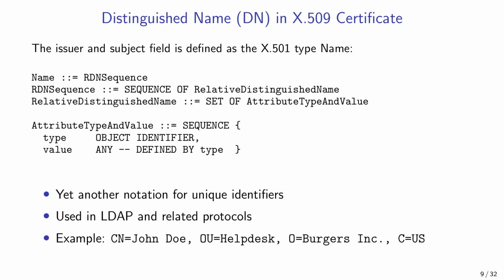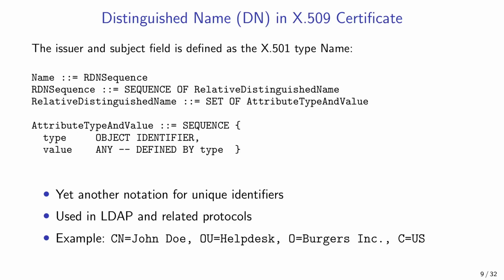Here is an example of how such a distinguished name may look. Common name equals John Doe. Organizational unit is help desk. Organization is Burgers Inc. And the country code is the United States. The idea is that these fields taken together should uniquely identify the particular entity. Does it identify the entity? Well, that depends on how many details we include in this distinguished name.